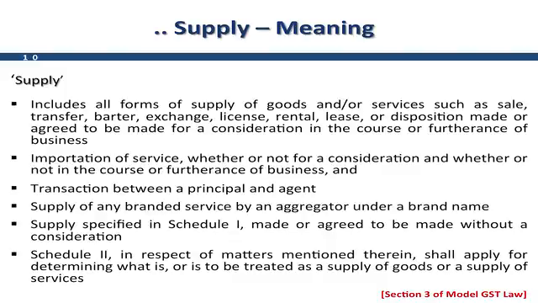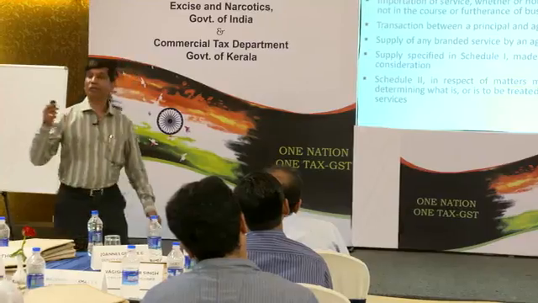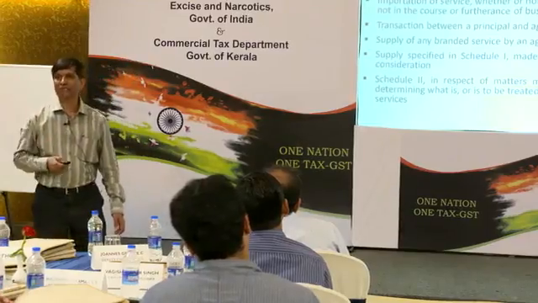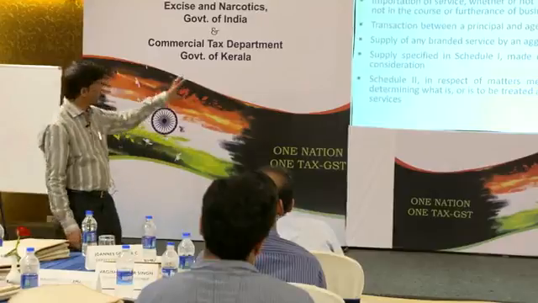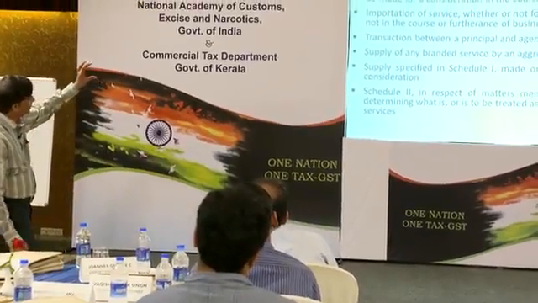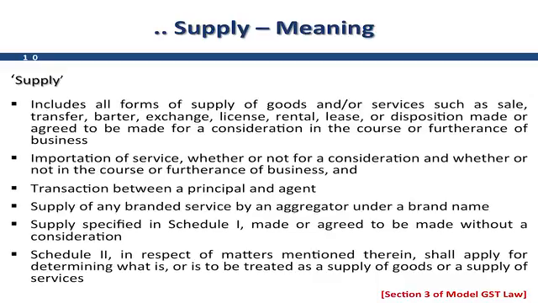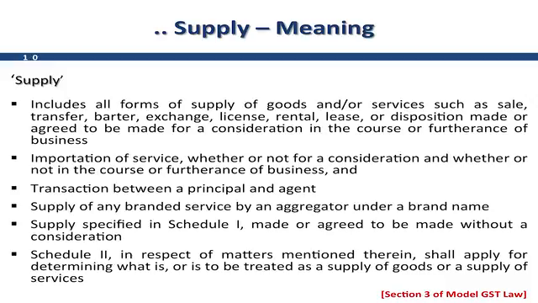Meaning and scope is basically what you can look at in Malaysian VAT law. It also talks about the meaning of supply. Let me get into this. First, there are 6 or 7 elements you can look into. First part is includes all forms of supply of goods and services such as sale, transfer, barter, exchange, license, rental, lease or disposition made or agreed to be made for a consideration in the course of furtherance of business.